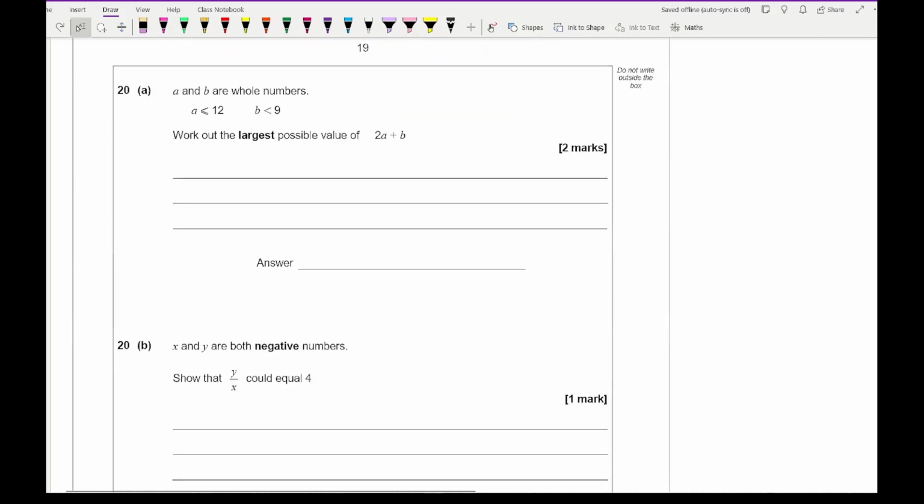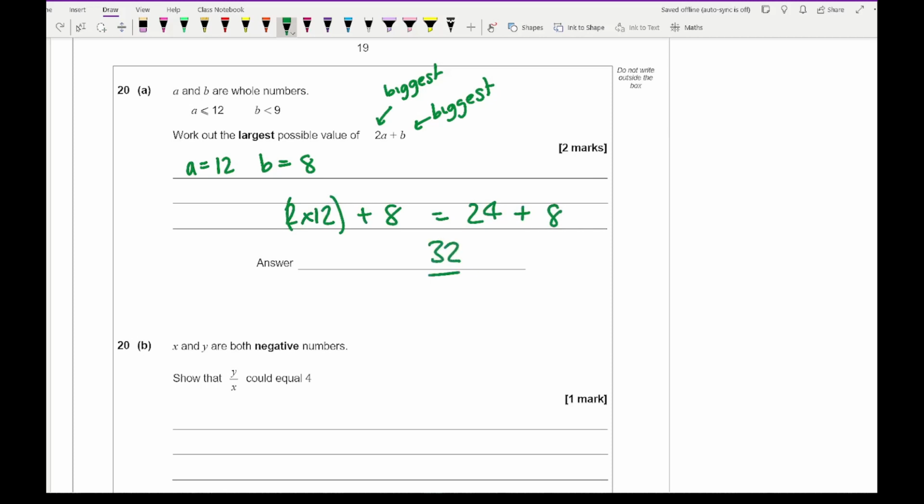Then looking at question 20, it says a and b are whole numbers. Work out the largest possible value of 2a plus b. Now for this, to get the biggest possible value, I want this to be the biggest and this to be the biggest. So what I need to do is pick the biggest whole number that satisfies each of these. So the biggest whole number that a can be is 12, and the biggest b value is going to be 8, because obviously it can't be 9. So here I've got 2 times 12 plus 8, which is 24 plus 8, which is 32.